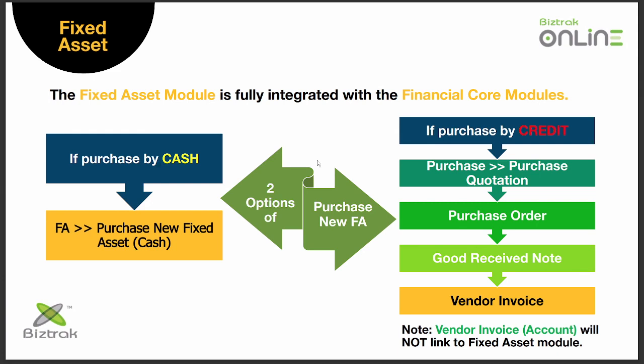Or if you buy the fixed asset by credit, then you can record it under our purchase module. Let's say on a credit basis you start with the purchase order or the purchase quotation, you can use our purchase module to record the purchase of fixed asset by credit. If you don't have any purchase order or purchase quotation, then you can directly key in a vendor invoice to record the fixed asset purchased by credit.